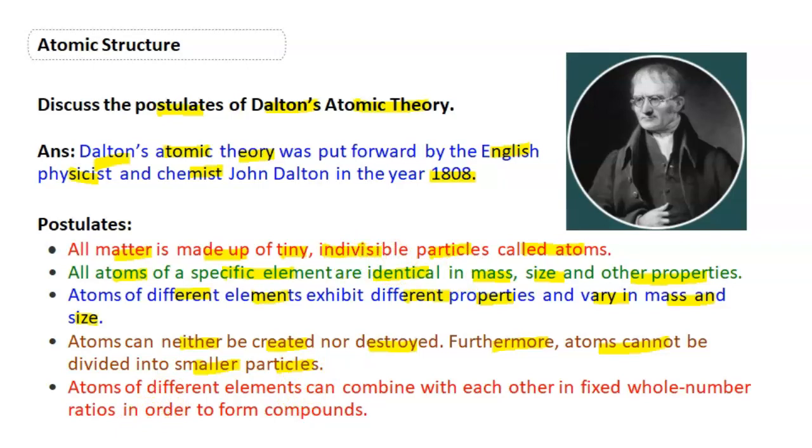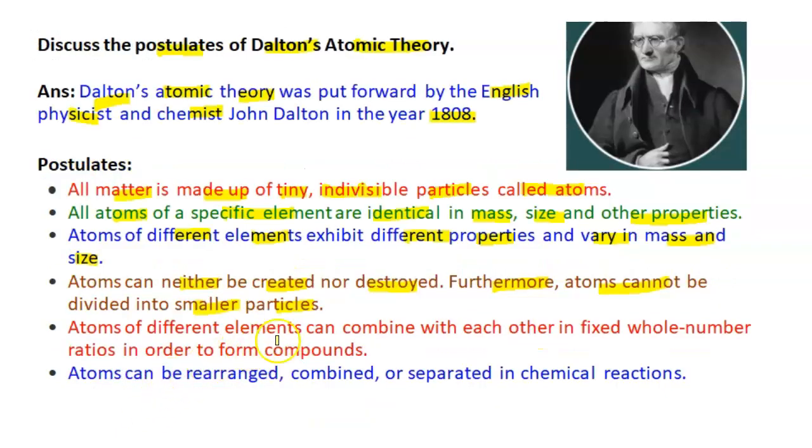Then the fifth one is: atoms of different elements can combine with each other in fixed whole number ratios in order to form compounds. This postulate says how a compound is formed. Compounds like water, carbon dioxide, sulfuric acid, etc. How are they formed? By the combination of atoms of different elements. But the ratio in which they combine is always fixed.